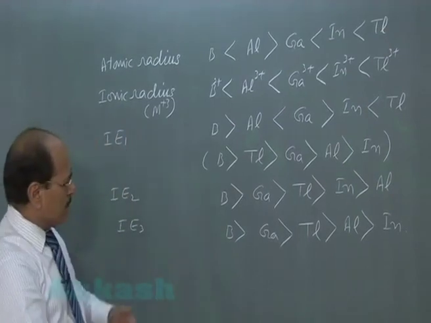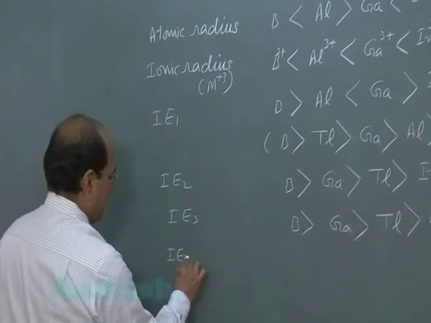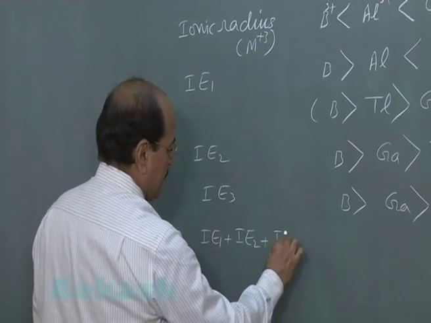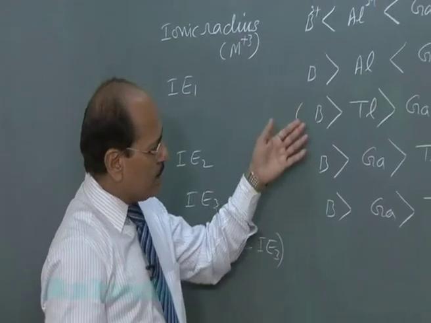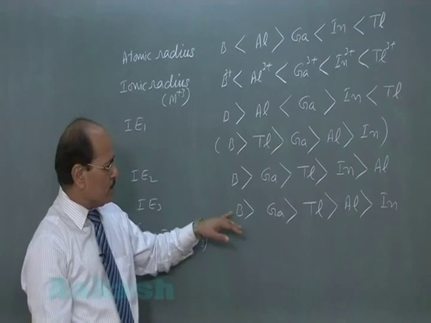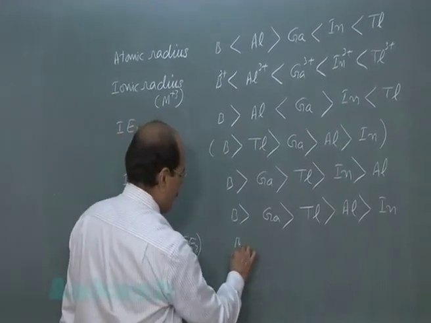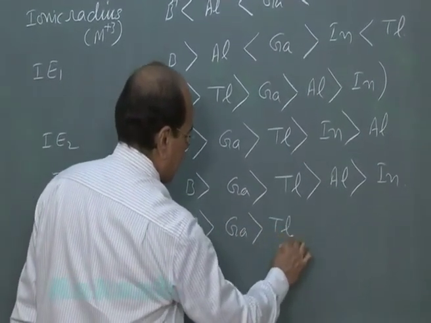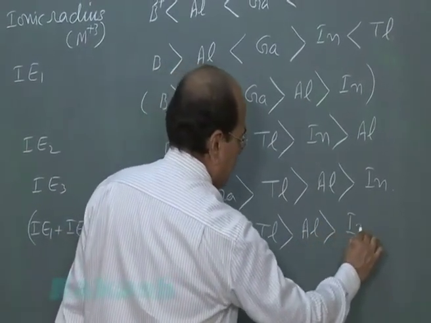Now if we compare the total ionization energy, that is first ionization energy plus second ionization energy plus third ionization energy, if we add up the three ionization energies, the trend observed is similar to the trend of the third ionization energy, that is boron greater than gallium, greater than thallium, greater than aluminium, greater than indium.